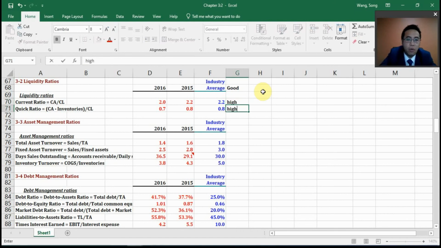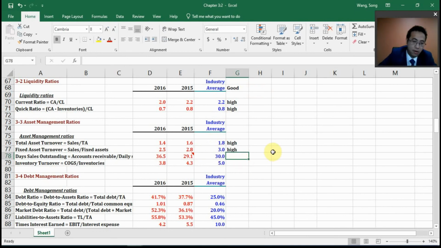And the quick ratio, we want it to be high, so it's good. And for asset turnover, we want this to be high, for both of them. And for the days sales outstanding ratio, that is the number of days to either collect your bill or liquidate your inventory, sell your final products. And we want them to be low. We want to take a shorter time to collect our bills and to sell our products.